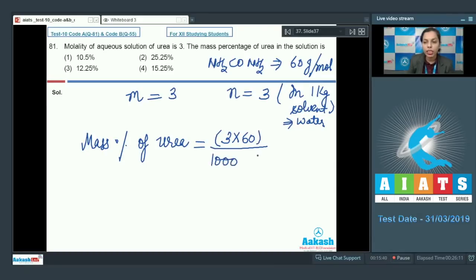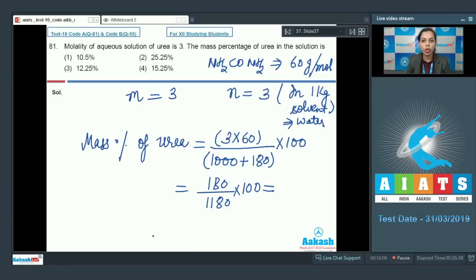Now what is the mass of the total solution? We have 1000 gram of water, 1 kg of water we have taken. So 1000 gram of water we have, and just add the mass of the solute also. It is 180 into 100. So this becomes 180 upon 1180 into 100. And if you solve this, you will find that the correct answer is 15.25%. And if it is the correct answer, then we can choose option 4. So the answer now becomes option 4 for this question. After this, let's take next question.